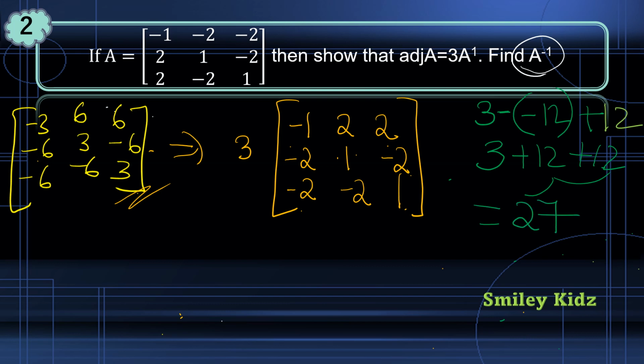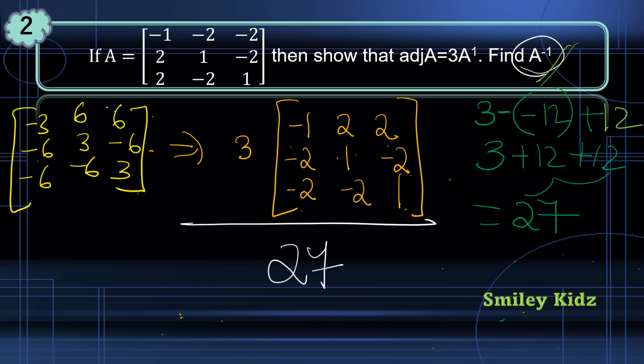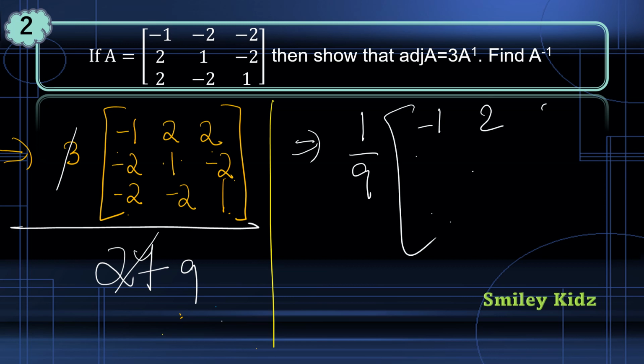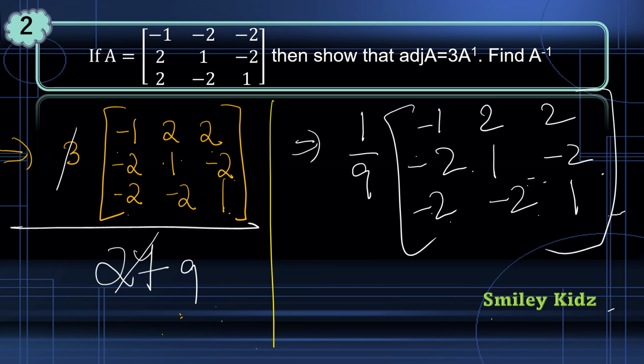Now, determinant is not equal to 0, so inverse of matrix exists. And this right over here that you find is the adjoint of A, which should be divided by 27. Isn't it? Now, firstly, what I'm going to do is look at this. Simply, I'm going to cancel out this with 9, isn't it? Now, what is my matrix over here? It is 1 by 9 into minus 1, 2, 2, minus 2, 1, minus 2, minus 2, minus 2, 1. This is my matrix right over here. This 1 by 9 can certainly be multiplied with every element and you can find out the simplified form of this matrix. But here I am leaving it at this particular step. Fine, that was the end of our question.